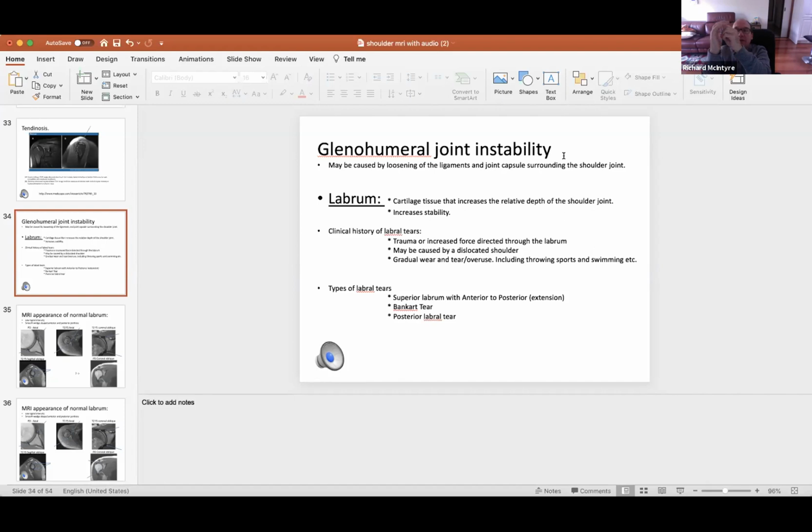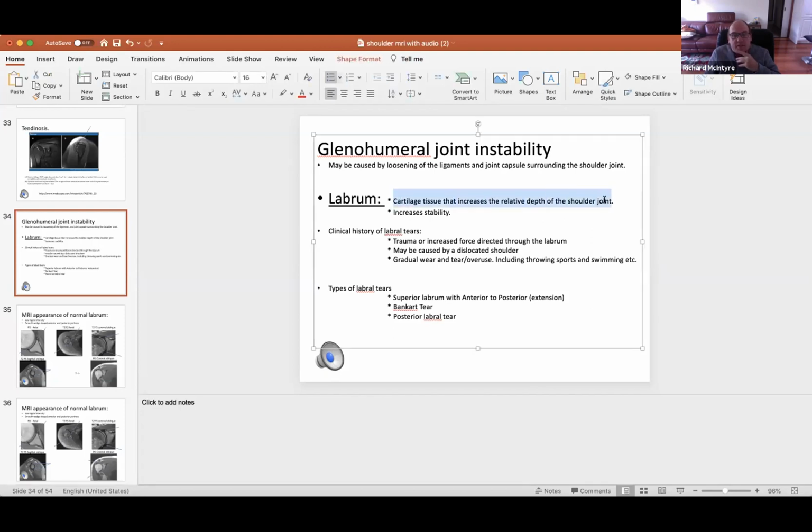If we have a cavity, we have a little labrum here that increases that cavity and a little labrum here that comes out here. If I was an octopus, I'd be able to show you better. But then we have an increased cavity, and the labrum will be able to hold that humeral head in place. So it's cartilage tissue, increases the relative depth of the shoulder joint, and it serves to increase stability.